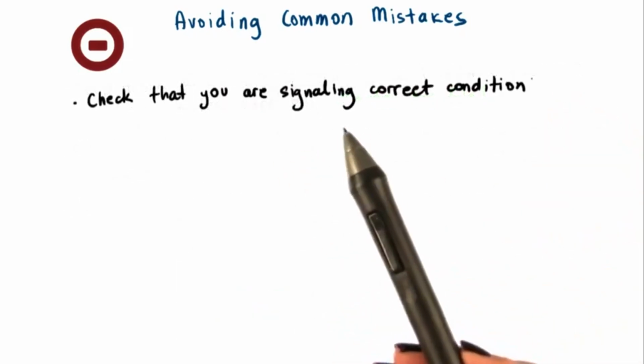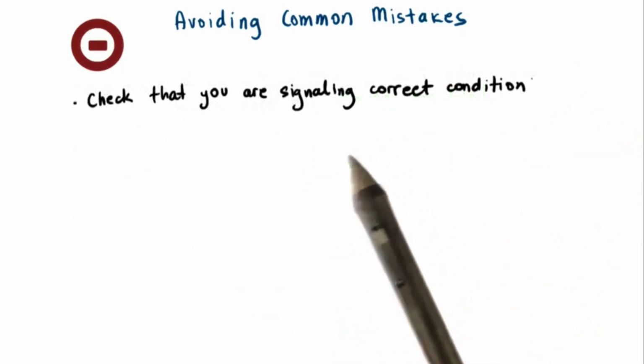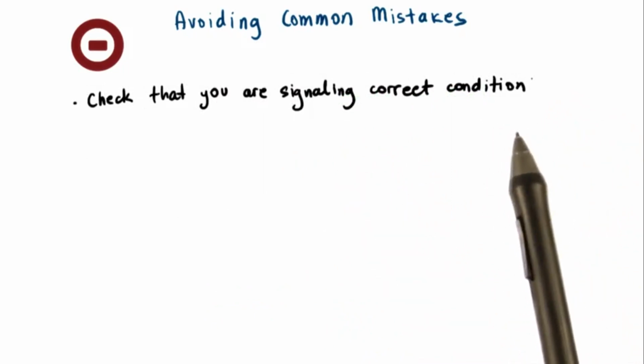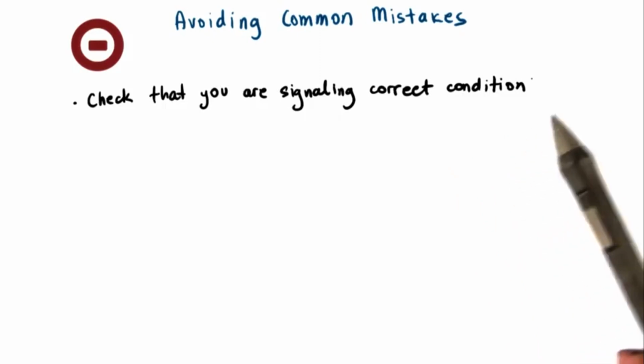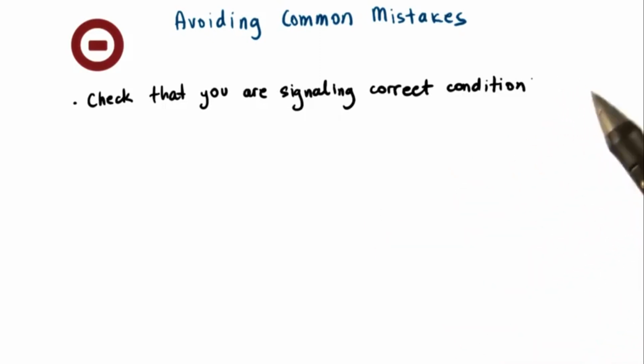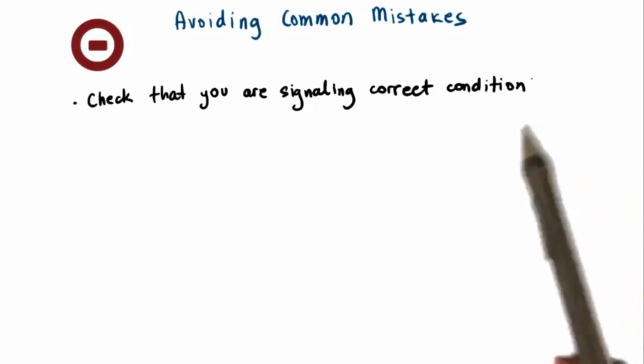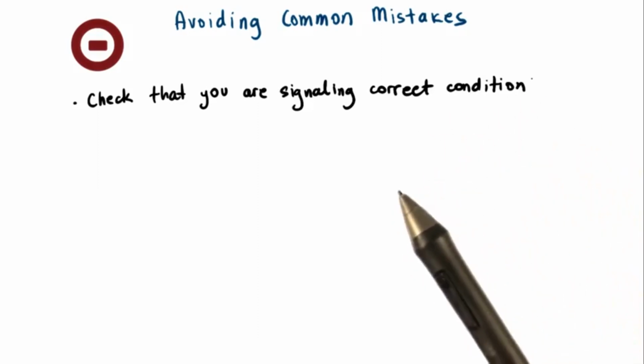Also, it's important to make sure that when you're using a signal or a broadcast, you're actually signaling the correct condition. That's the only way that you can make sure that the correct set of threads are potentially going to be notified. Again, using comments when you're declaring these conditions can be helpful.